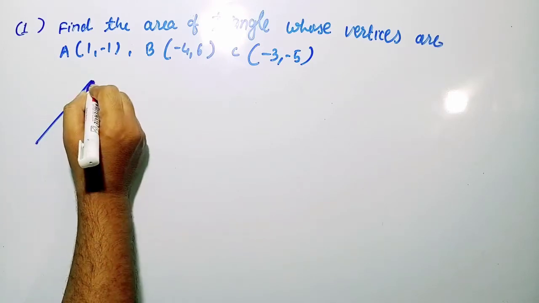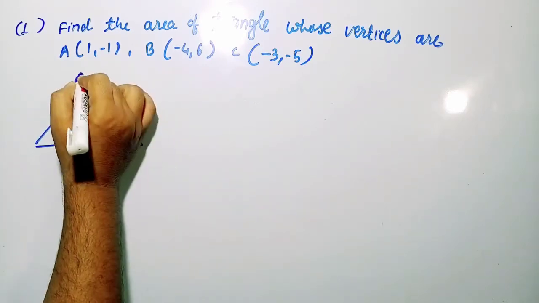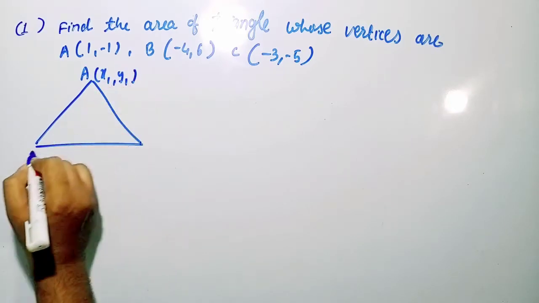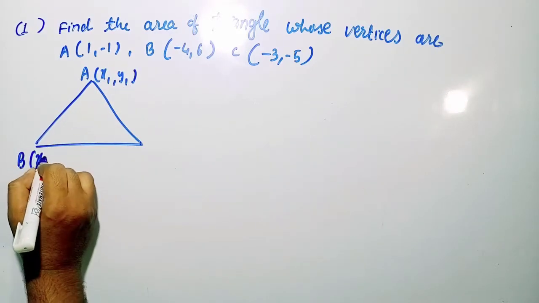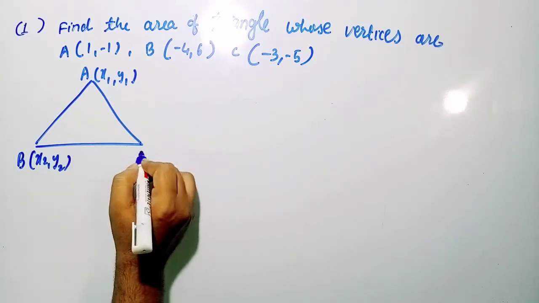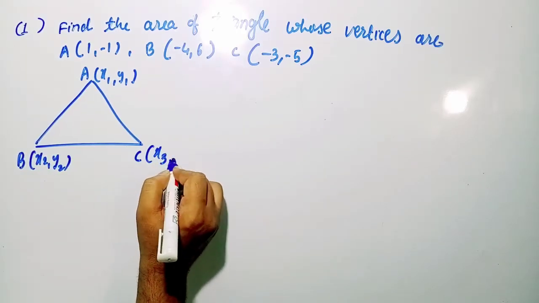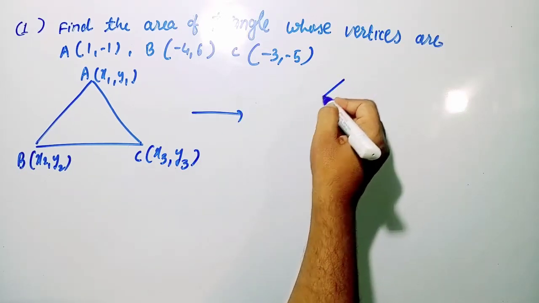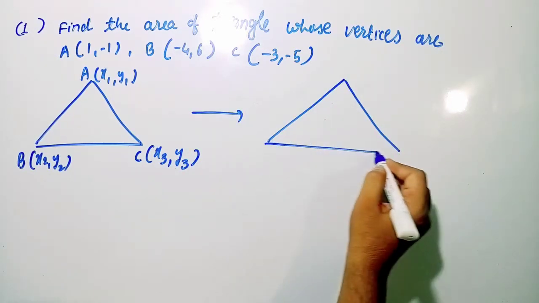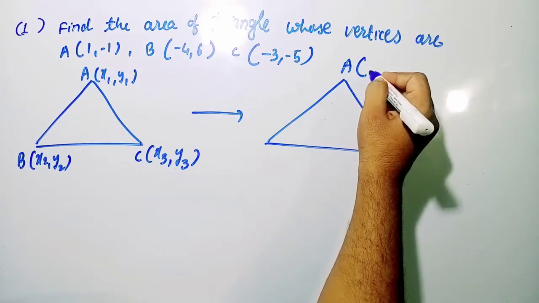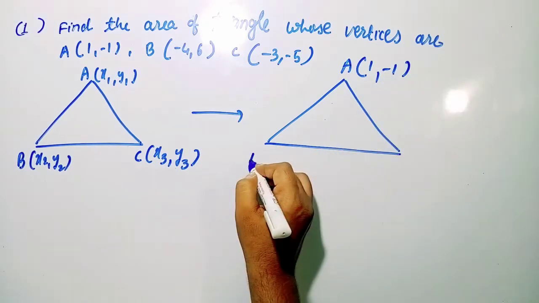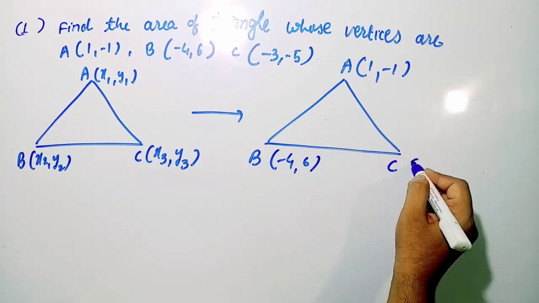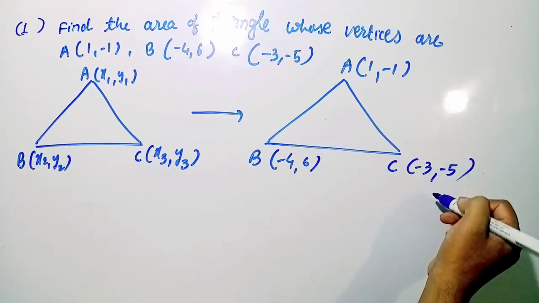Okay students, so let us draw the triangle. A having vertices (x1, y1), B having vertices (x2, y2) and the vertices of C (x3, y3). Similarly, this will correspond to A (1, -1), B (-4, 6) and C (-3, -5).